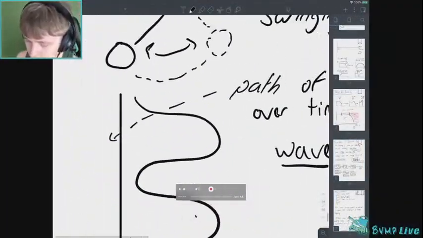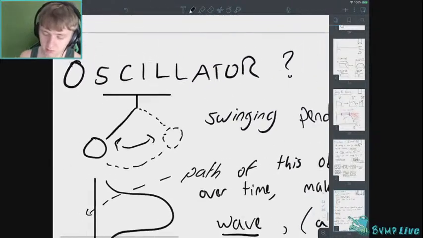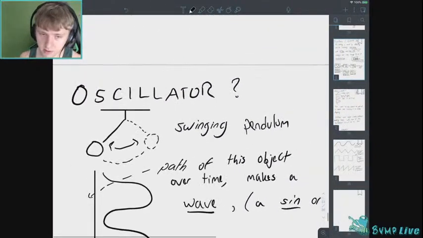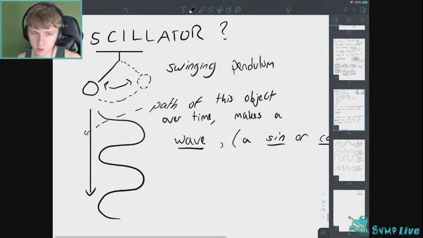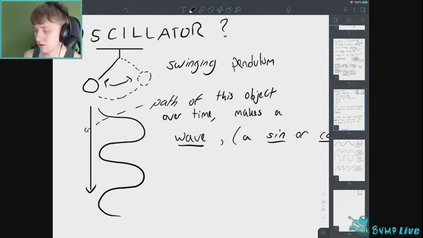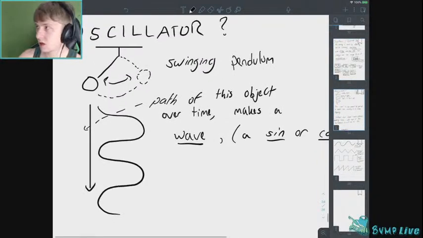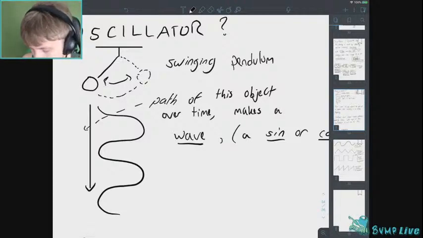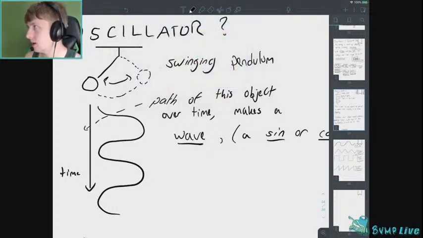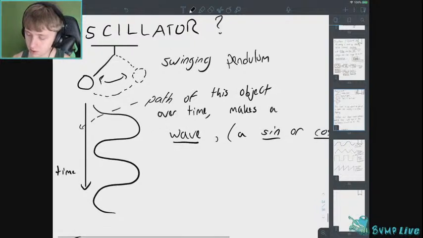So imagine you have this would be your swing, going back and forth. If you were to sort of draw it, if going down was increasing in time, as time goes by, if you were to track the path of that ball, it would make a sort of shape like this. It would make like a wave. And you call this a wave.